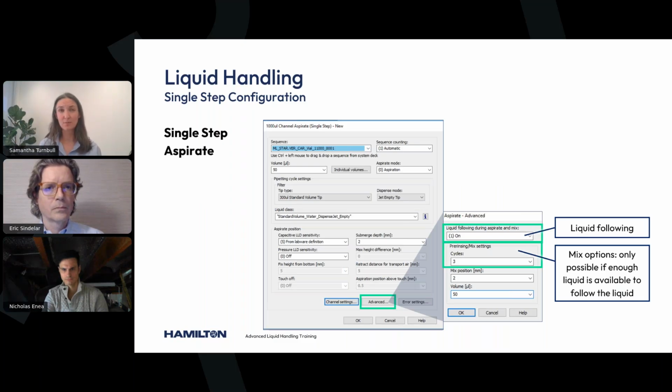You also see that there's a pre-rinse mix option here. There's a few liquids that really benefit from a pre-rinse or pre-wet of the tip. Otherwise, you can use this pre-mix to make sure any sample or reagent source that may have settled is fully homogenized before you start your aspirate step.